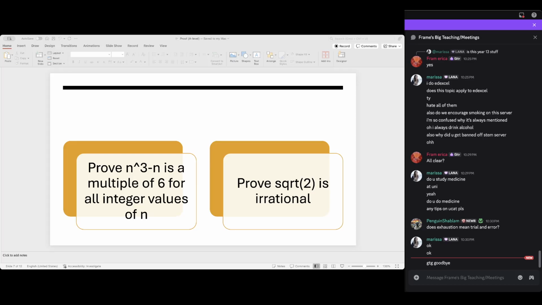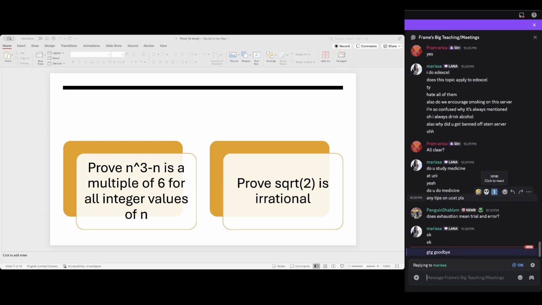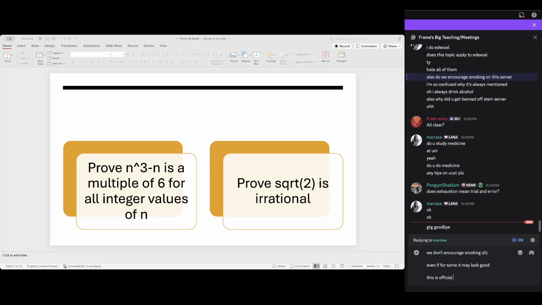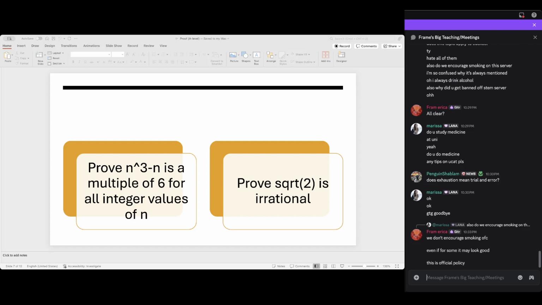Any answers? I feel like I did this wrong, but I factorized n cubed take n. And I said at least one of them will be even. Like if one of them is even, then another one will be odd. Then if that one's odd, that'll be a multiple of 3. So if one's even, one's a multiple of 3, then there'll be a multiple of 6.